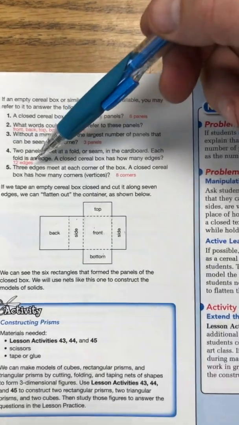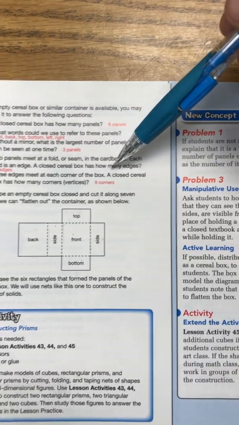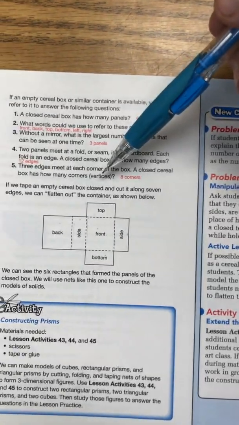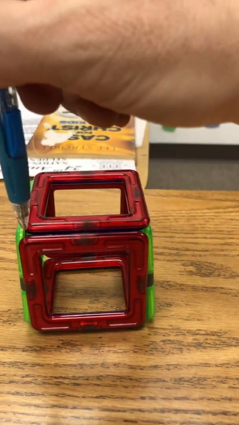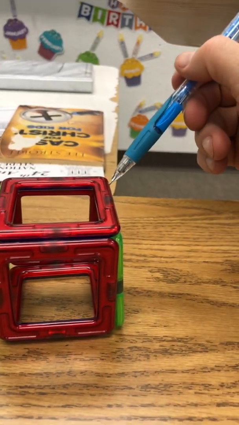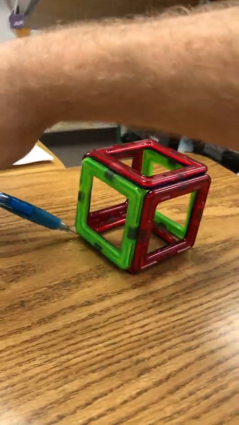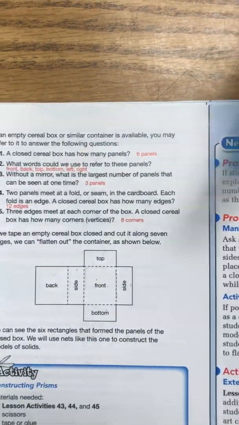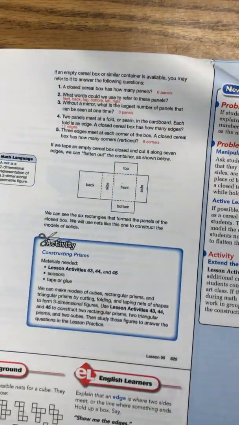Number 5, 3 edges meet at each corner of the box. A closed cereal box has how many corners, or vertices? That was the word we learned yesterday. Singular is vertex. So we got 1, 2, 3, 4, 5, and this back, 5, 6, 7, 8. Those are all the corners. 3 edges meet, so it's 8 corners or 8 vertices. Pretty easy stuff there.